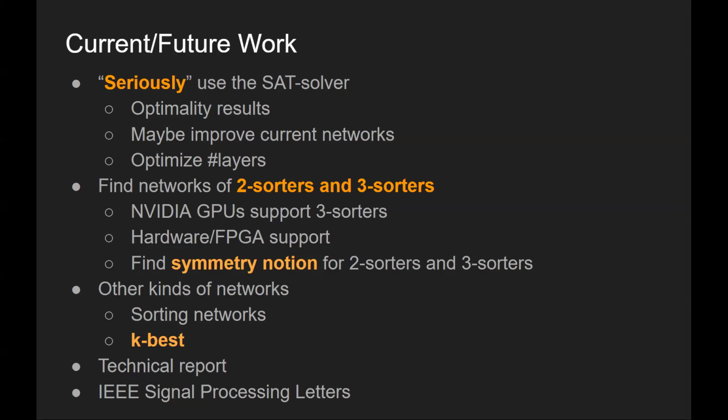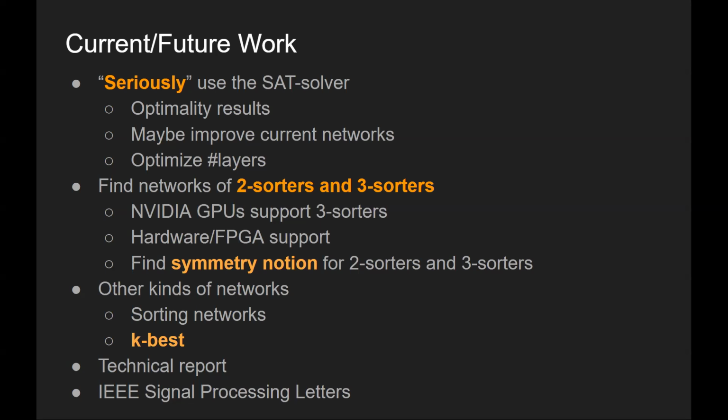So what I'm doing right now and what I want to do: I still don't really like the 24 to 2. I think I can do better than that. I also want to document exactly what is optimal or not. I haven't really done that. I've just run this for hours. So maybe I can improve the ones I already have, and maybe I should optimize the number of layers. That's one thing I should definitely look at. I haven't done that.